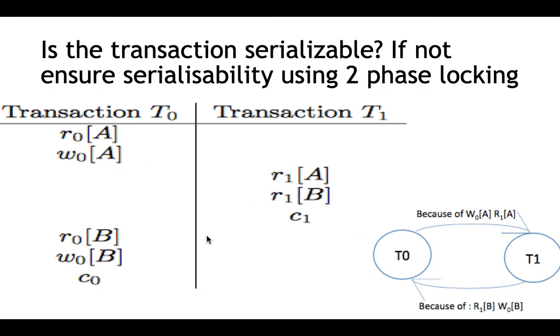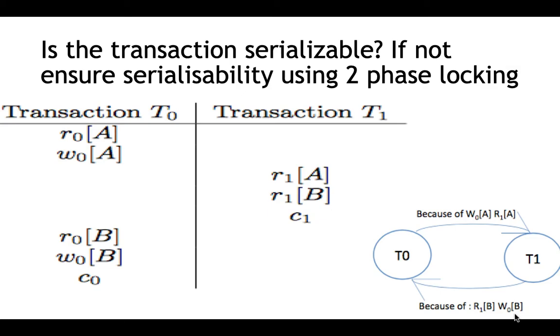Now another conflicting operation we have over here is W0B over here and R1B over here. T1 is trying to read B, and over here T0 is trying to write B. So we have a conflict. So we will be having an arrow from T1 to T0. That is how this arrow T1 to T0 came, and they have written the reason for that. It is because of R1B W0B conflict. So we have shown that it is not serializable.